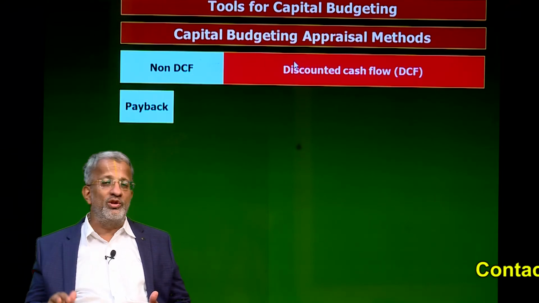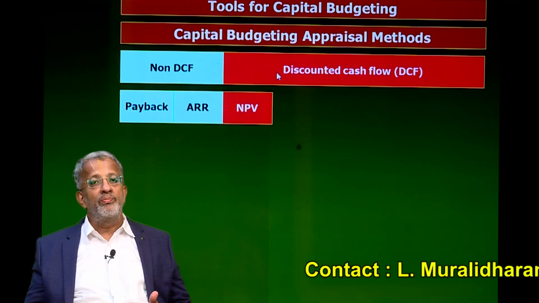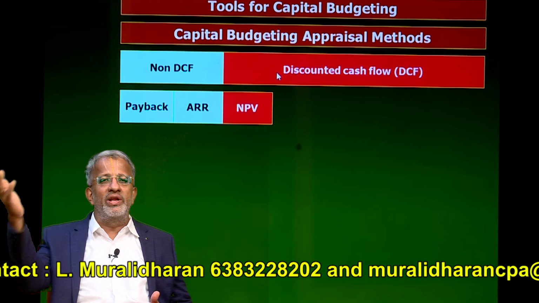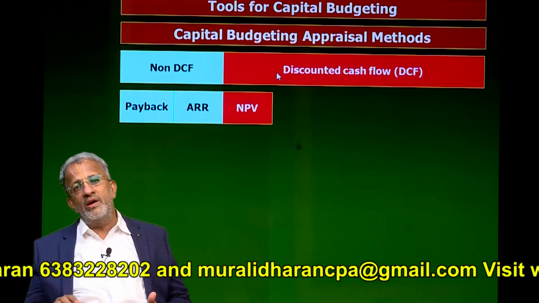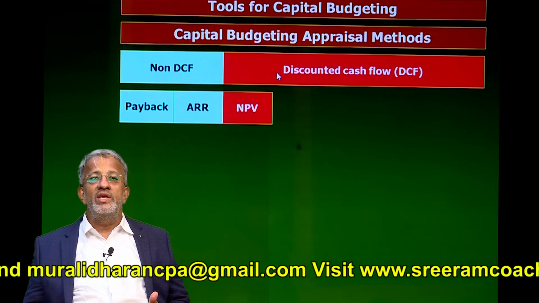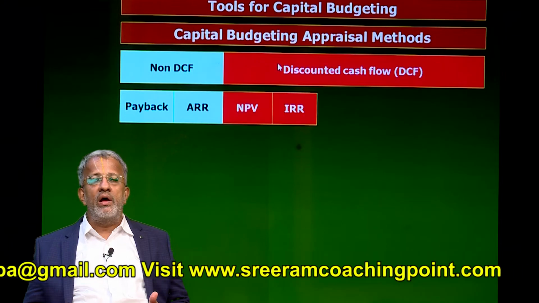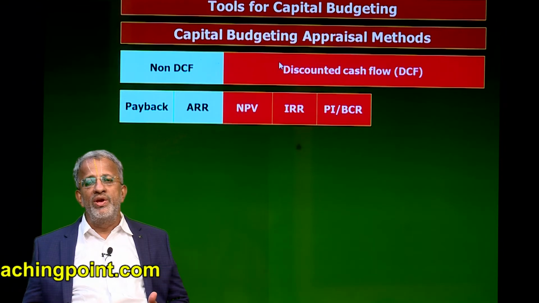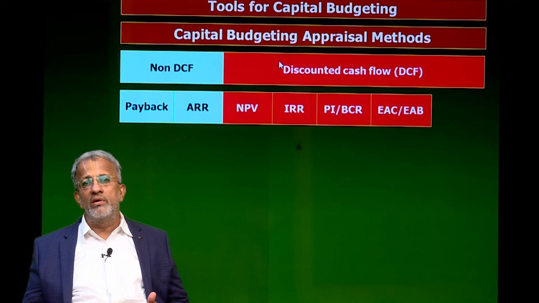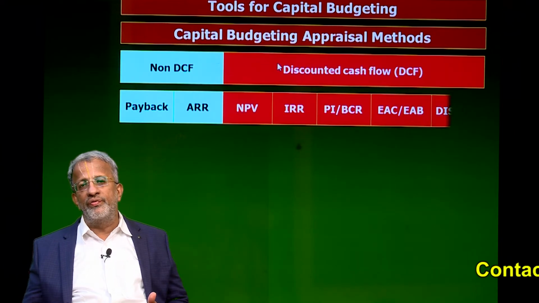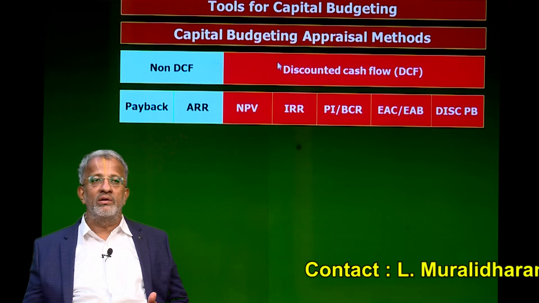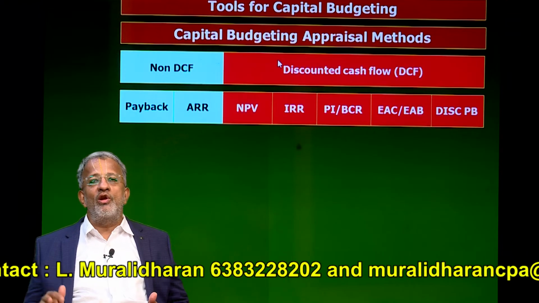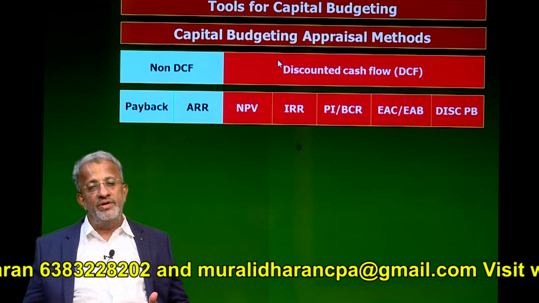So there are two tools that you have under non-DCF. They are number one, payback, and number two, ARR, average rate of return or accounting rate of return. The first one under the discounted cash flow method would be NPV, followed by IRR. Then we have profitability index or benefit cost ratio, followed by equated annual cost or equated annual benefit, and lastly the discounted payback method. So how many tools do you have? Seven tools: two falling under non-DCF, five falling under DCF.